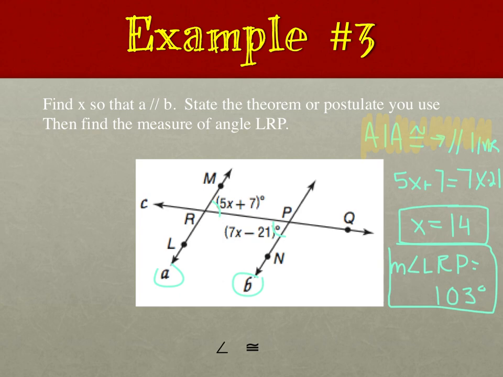One more thing I'll say is if you found the measure where x is, this angle is 77 degrees, but they wanted LRP. So you have two choices. You could find the one adjacent to it that it's 77 and they're a linear pair, or if you plugged in here and got 77, those are consecutive interiors, so they would be supplementary if the lines are parallel.